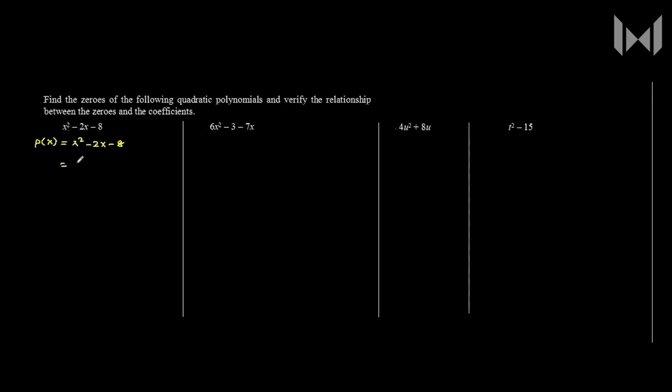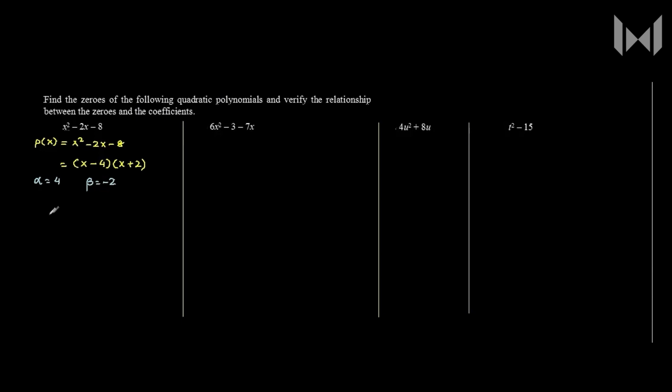Now if you factorize this, we get the factors as (x minus 4) into (x plus 2), because we can split the middle term as minus 4 and plus 2. Now if we consider the roots as alpha and beta, the first root alpha is 4 and the second root beta is minus 2. Remember one thing, in order to find the zeros, we put each factor equal to 0. So we put x minus 4 equal to 0, we get x equal to 4, and we put x plus 2 equal to 0, we get x equal to minus 2.